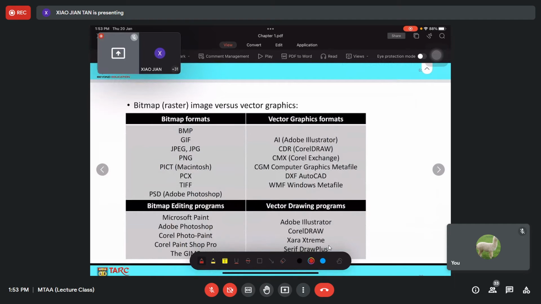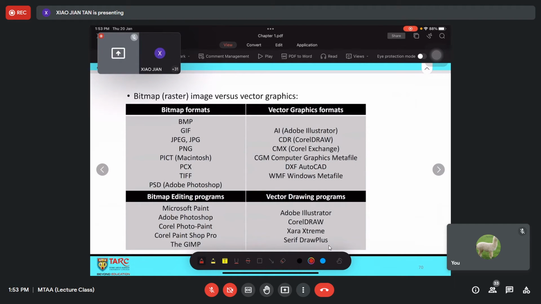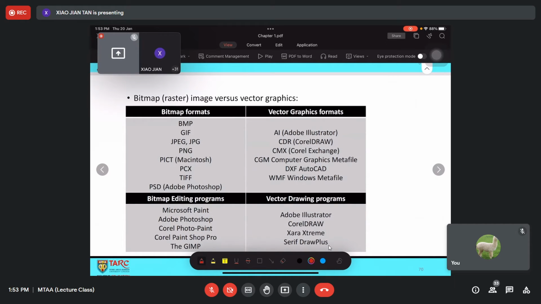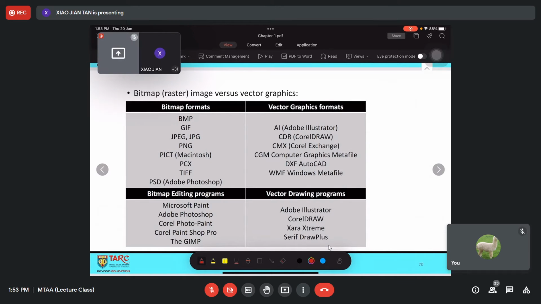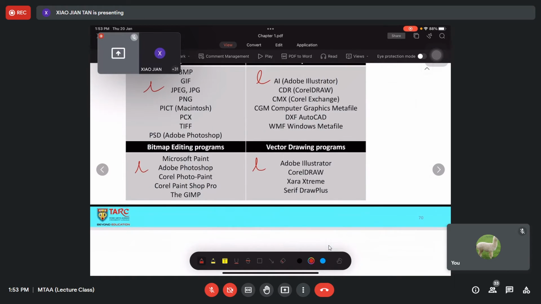Bitmap raster image versus vector graphic. The first column at the left-hand side will be the bitmap, and the second column at the right-hand side will be the vector graphic. Here are some of the formats, and these would be some of the software. Yeah, CorelDRAW is over here.